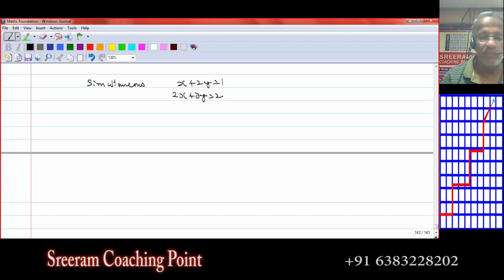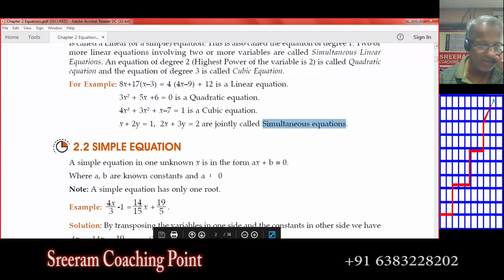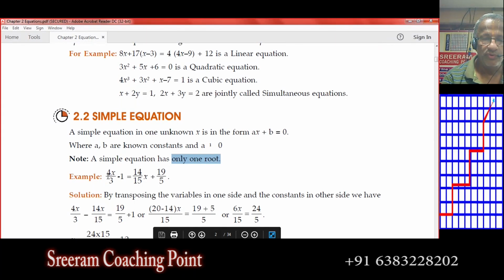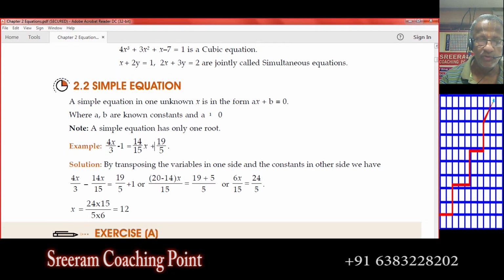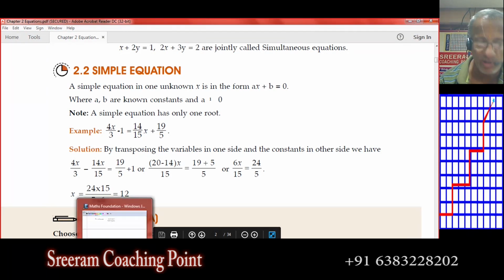Now let us take up the example that we have. A simple equation has only one root. So 4x divided by 3 minus 1 equal to 14 by 15x plus 19 by 5. Finally the answer they have brought is 12. How has this number got to be taken up, how has it got to be solved? Let us see.